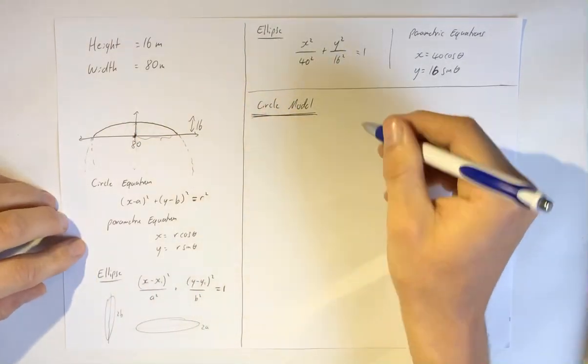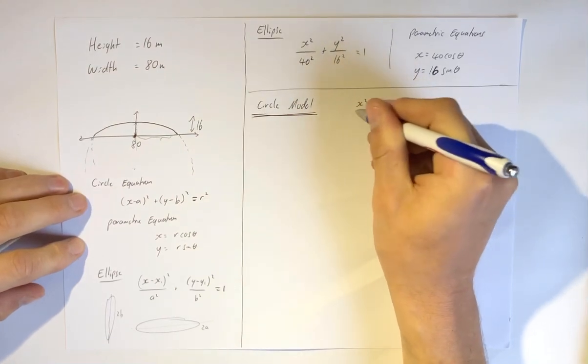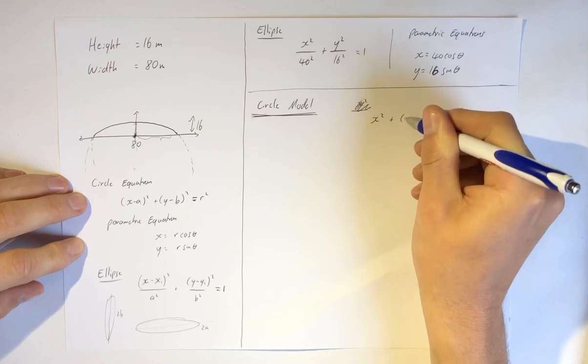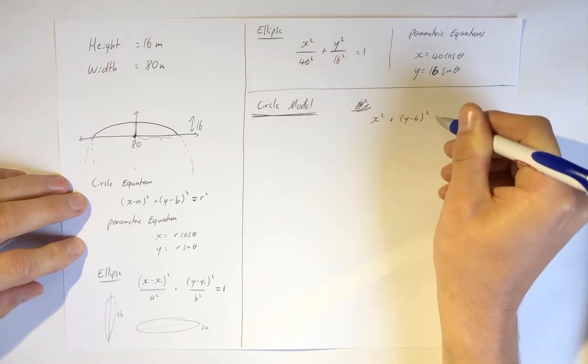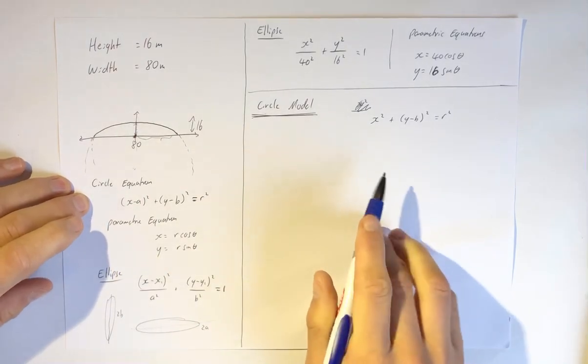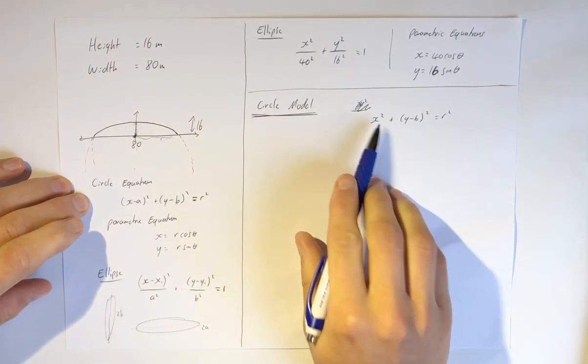So in our circle model, our general equation is just going to be x squared plus (y minus b) all squared equals r squared. So you could pause that now and just have a think about why I don't have any horizontal movement.